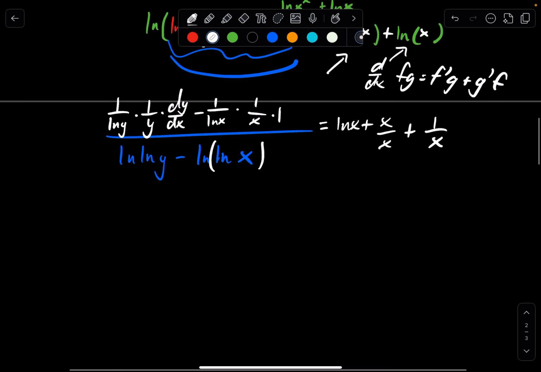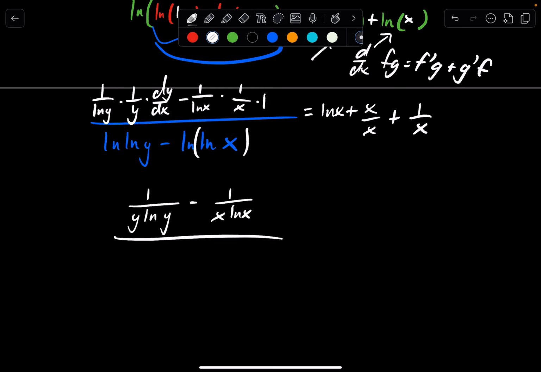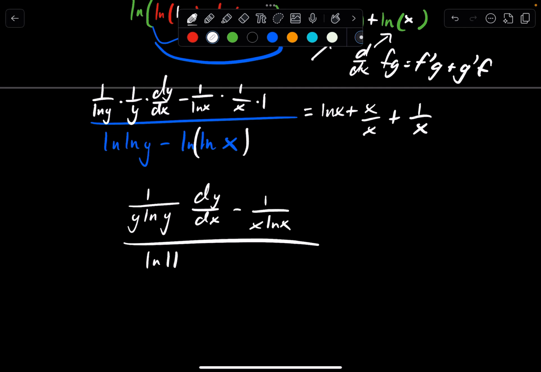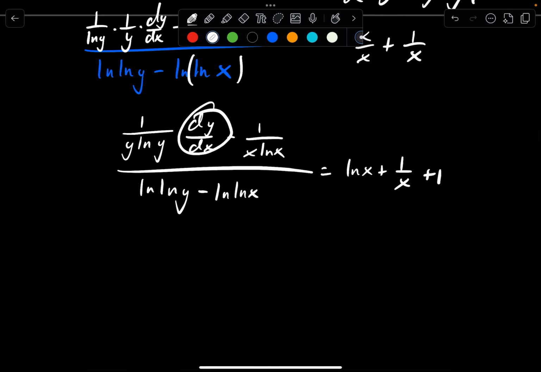Let's just simplify a little bit. On the left-hand side, we have 1 over y ln y minus 1 over x ln x, and I should write the dy dx actually. We have dy dx minus 1 over x ln x, all over ln of y minus ln of x is equal to ln x plus 1 over x plus 1, just like that. Now all we have to do is just solve for dy dx, and then we'll be done.